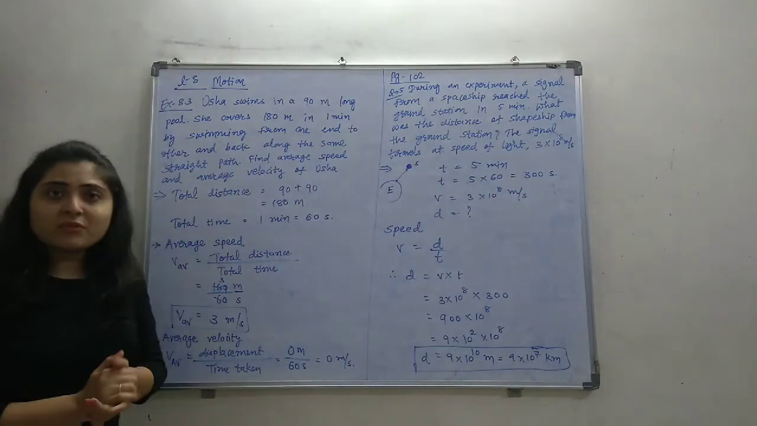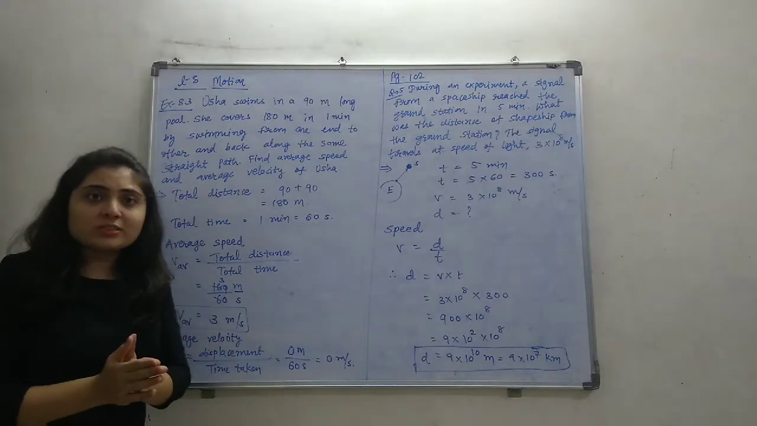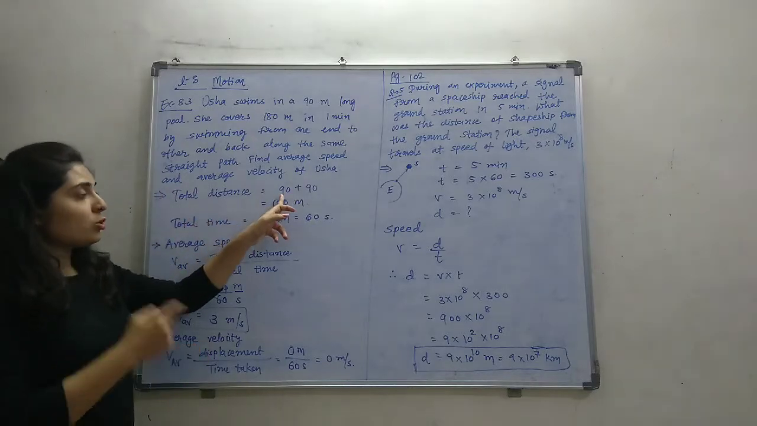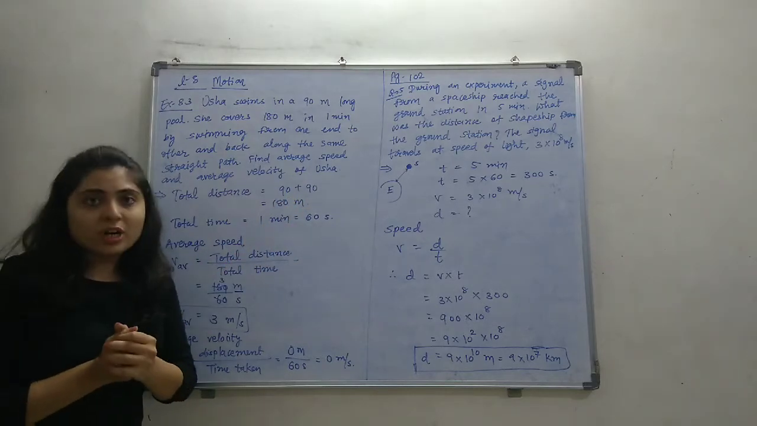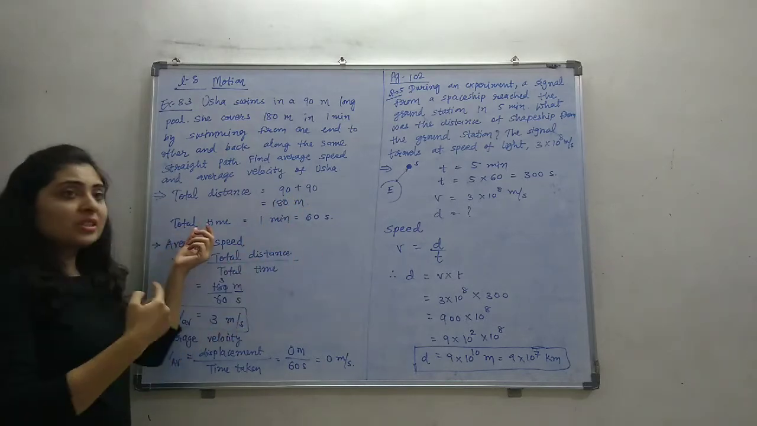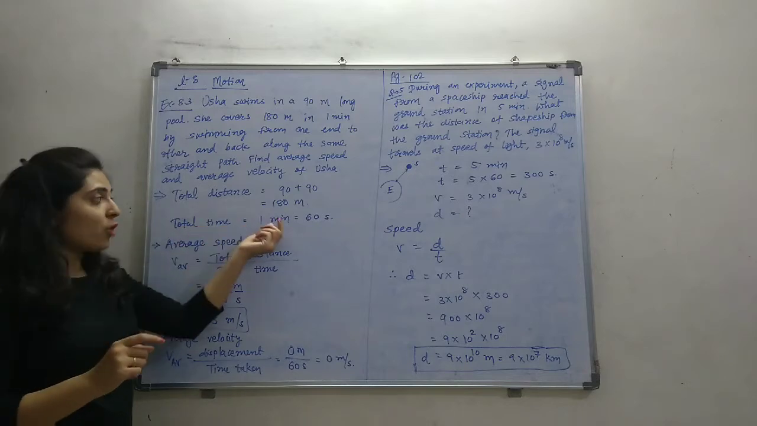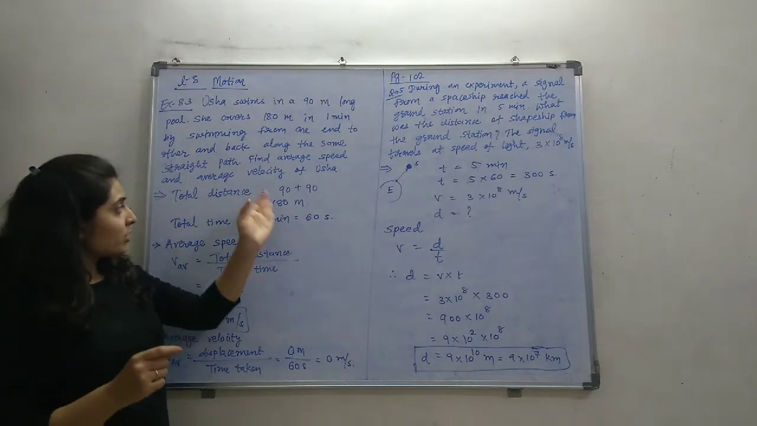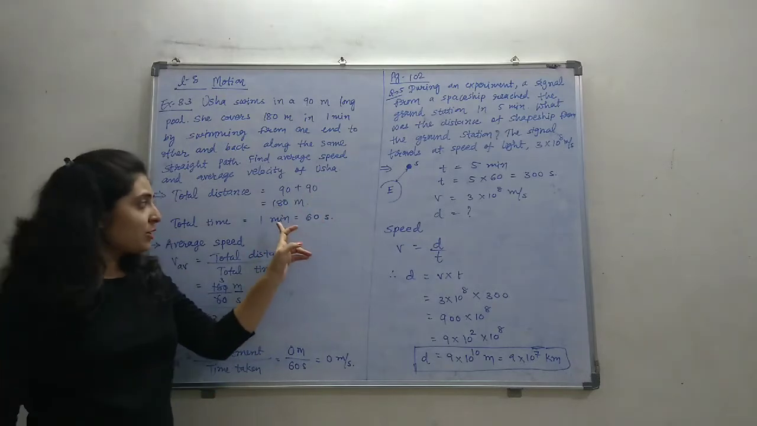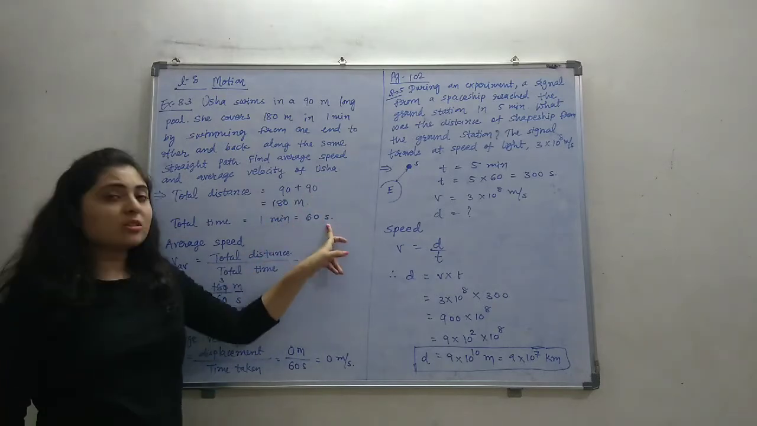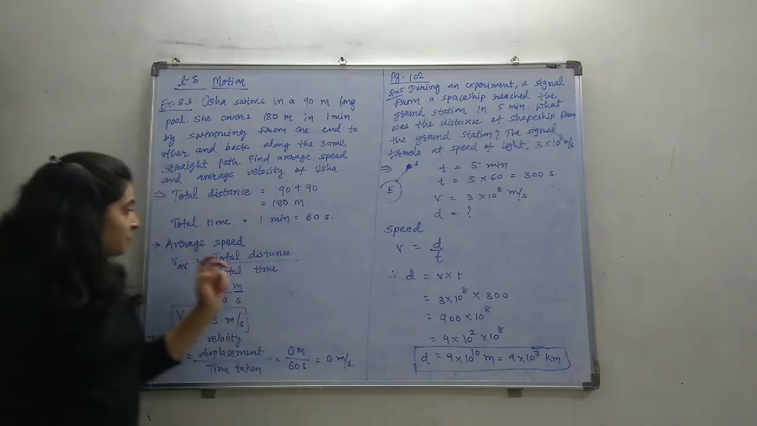So what data we have right now? Total distance. For average speed, we need total distance. So total distance is equal to 90 and come back 90, so 90 plus 90, total 180 meter. And this traveling is done in total time 1 minute. So we need to convert. See, distance is in standard unit, so time also should be in standard unit. So we need to convert this minute to second. So 1 minute equals 60 seconds.